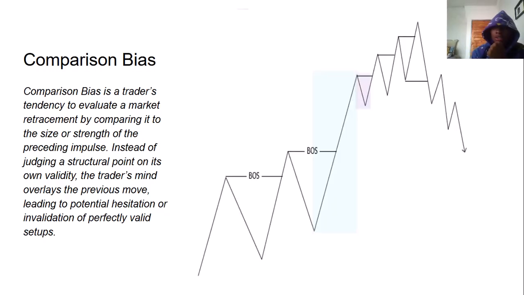So let's first label what comparison bias is. Comparison bias is a trader's tendency to evaluate a market retracement by comparing it to the size or strength of the preceding impulse. Instead of judging a structural point on its own validity, the trader's mind overlays the previous move, leading to potential hesitation or invalidation of perfectly valid setups. So that's very, very important. I believe you guys got that. But that's a big mouthful to understand.